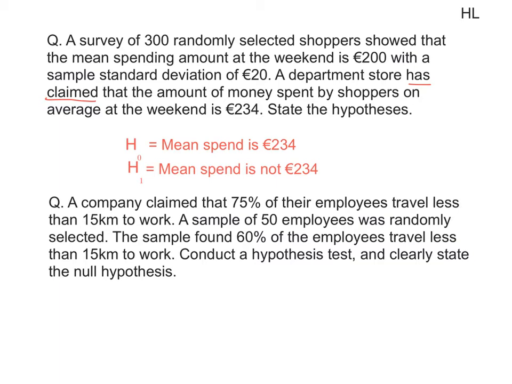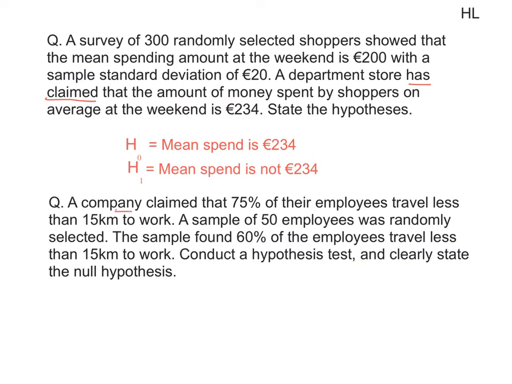The second question states that a company claimed that 75% of their employees travel less than 15 kilometers to work. A sample of 50 employees was randomly selected. The sample found 60% of the employees travel less than 15 kilometers to work. Construct a hypothesis test and clearly state the null hypothesis.